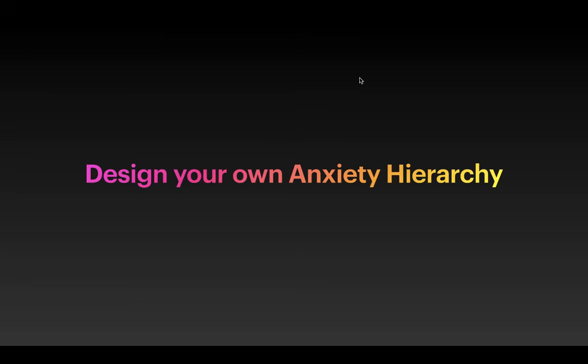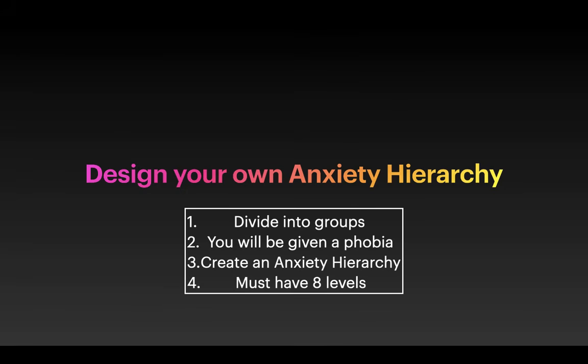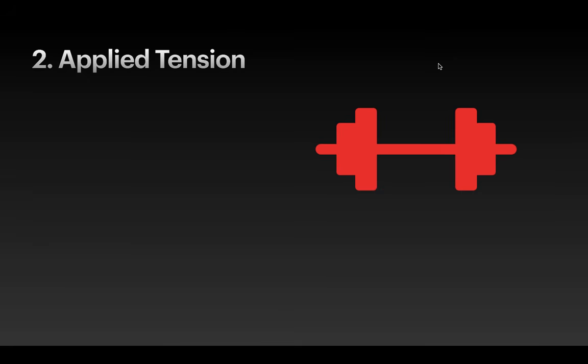Okay, so usually I ask my students to design their own anxiety hierarchy, divide into groups, think of a phobia, or I'll give you a phobia, and create an anxiety hierarchy for that phobia. It must have 8 levels, right? 8 different levels of exposure, right? So you can do this as an exercise on your own. Find something that you're afraid of, create some levels of exposure, ask your friends to expose you to it, right, when you're calm.